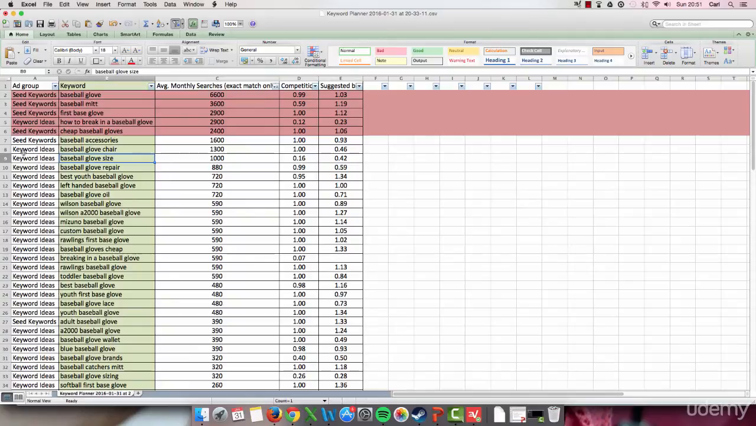So baseball glove size, 1,000 searches a month. And this is something we could easily write an article on. We could easily write an article out the various sizes. We could use a chart showing the different sizes from kids sizes up to adult sizes. We could include the most common size. We could do ladies' glove sizes if they're any different. There's a whole range of things we could write, and we could target baseball glove size.